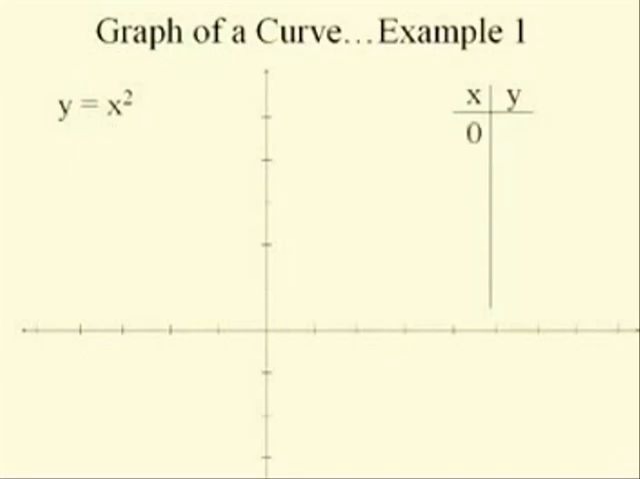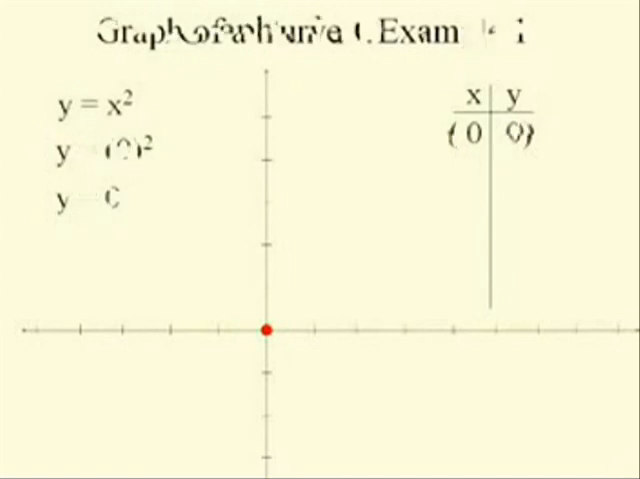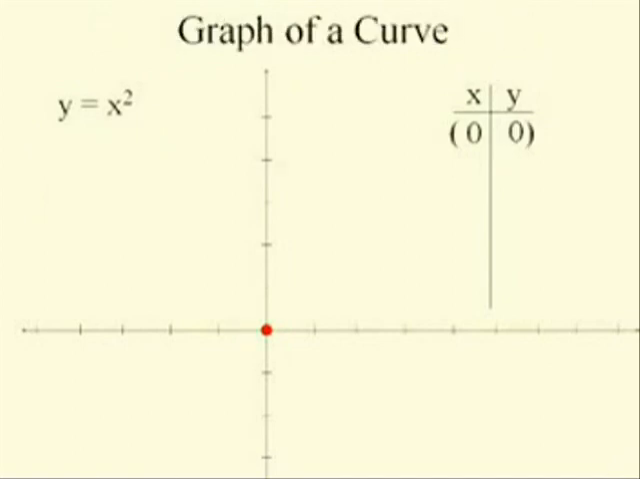If we put in 0, we'll get 0 squared, or 0. Let's graph that point. That's easy. Now let's put in the next easiest number, 1. 1 squared, remember, is 1 times 1, or 1. So we'll go over 1 and up 1. Starting to look like a line, isn't it?